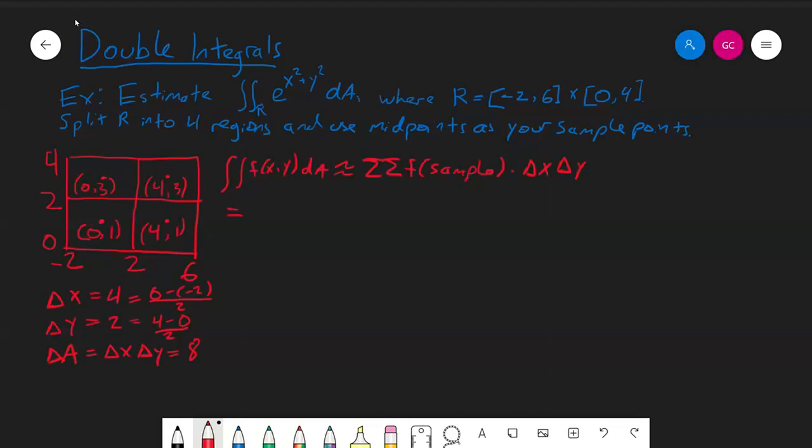So what you're going to do is take f of all of your sample points, so f of (0, 1), for example, and multiply by 8. f of (0, 3) times 8. f of (4, 1) times 8. And finally, f of (4, 3) times 8. And you might have noticed those are all multiplied by 8, so we might as well just pull the 8 out of the whole thing. And then we just have to find f of all of those quantities.